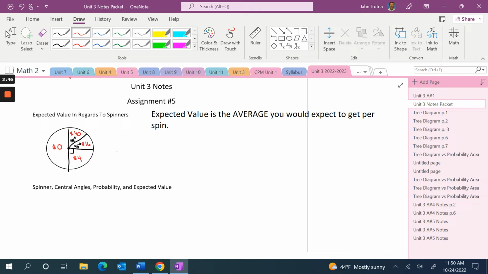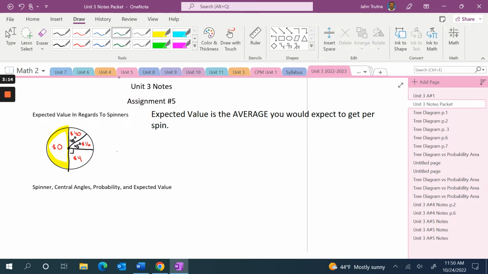So this is the spinner right here, and we are going to find the expected value. What's our expected value of this spinner? In other words, what would I expect to get per spin? Here's how we do it. You are going to take one section at a time. We're going to start with the section that I just highlighted in yellow, the section that is worth $0.